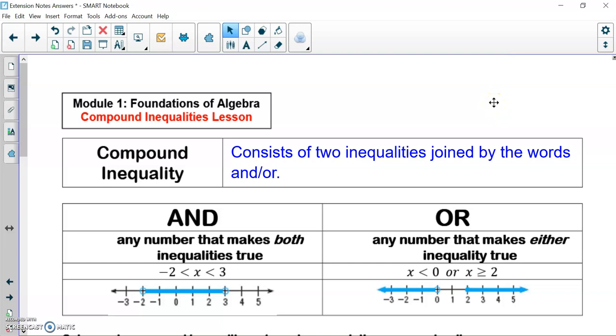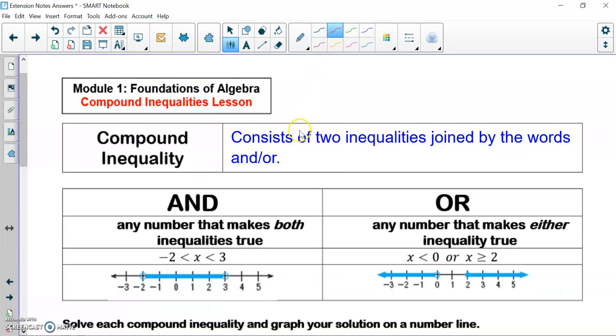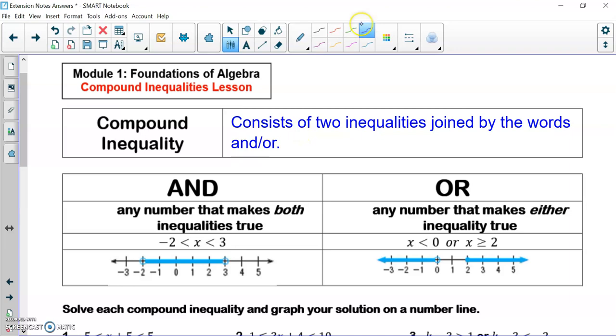Right, so now we're going to learn about compound inequalities. A compound inequality is a statement that consists of two inequalities joined by the words and or or. Now, if you have an and compound inequality, then your solution would be a number that makes both of your inequalities true. So for example, this is what an and compound inequality looks like.